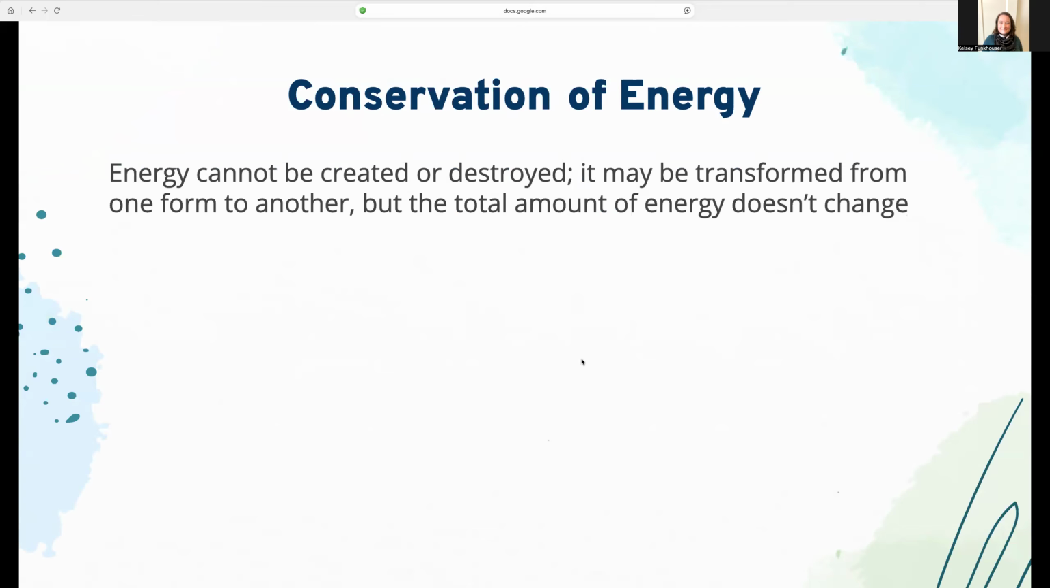So energy cannot be created or destroyed. It may be transformed from one form to another, like kinetic to potential, potential to kinetic, but the total amount of energy doesn't change.